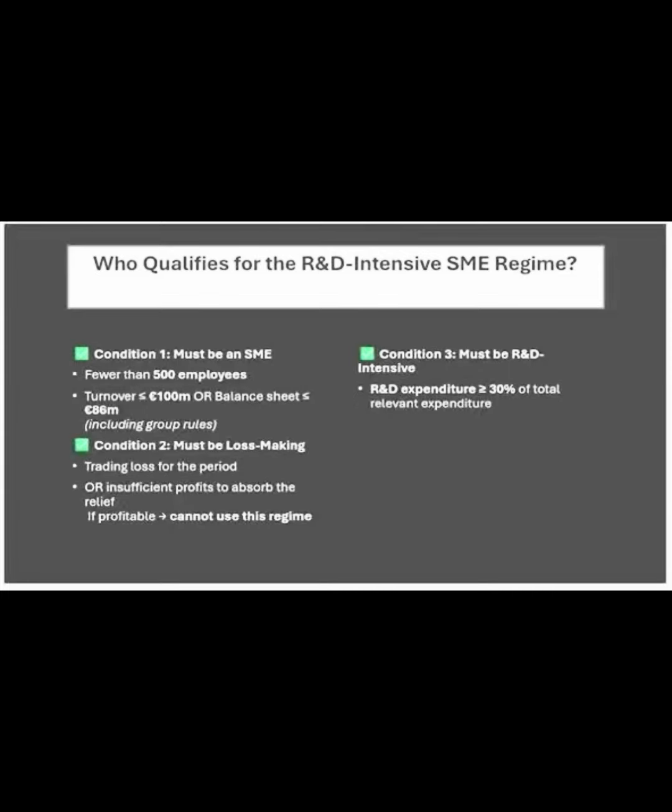So there are 3 conditions to qualify under the R&D intensive regime. What are those conditions? Let's have a look. The conditions are that it must be an SME, must be loss-making, and the third is that it must be R&D intensive. What does that mean? That means R&D expenditure should be greater than or equal to 30% of the total revenue expenditure. So under this regime, the company will get a cash credit of 14.5% on the qualifying R&D expenditure.